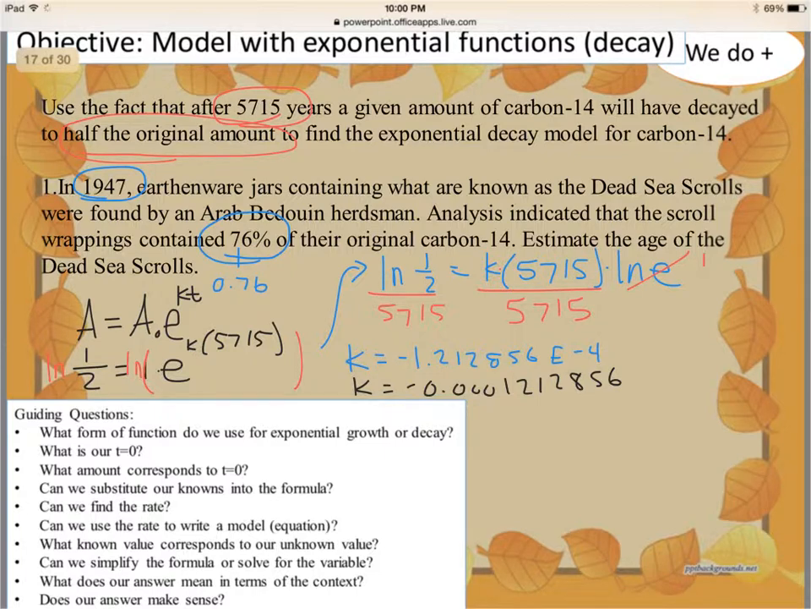But the point now is that I have a k that I can use in my equation to figure out how old these Dead Sea Scrolls are. So let's go ahead and do that. Basically, I know that my equation is going to be A equals some A naught times e, and now I have my k, 0.0001213, we'll call it that, and then that's times t.